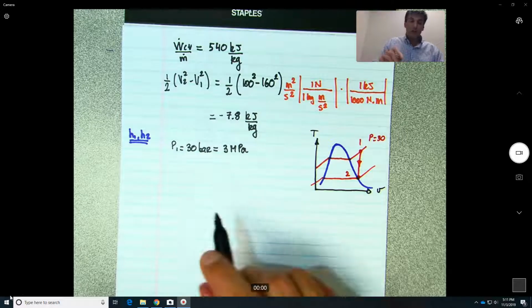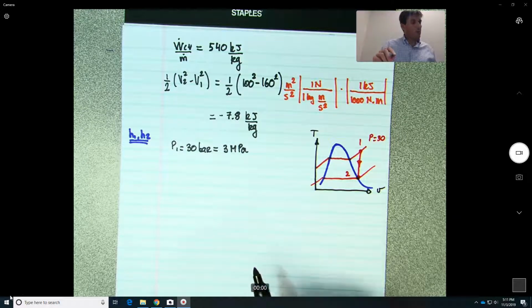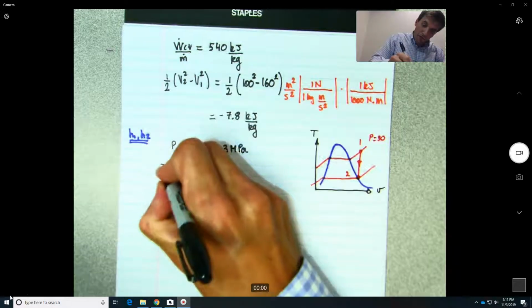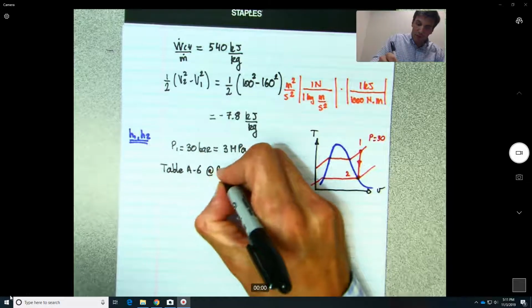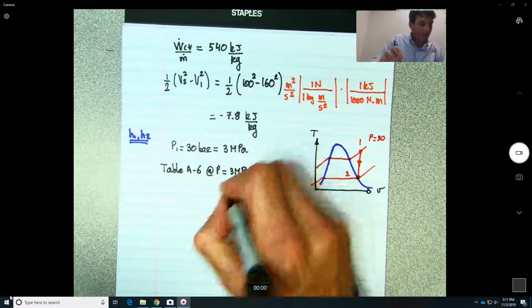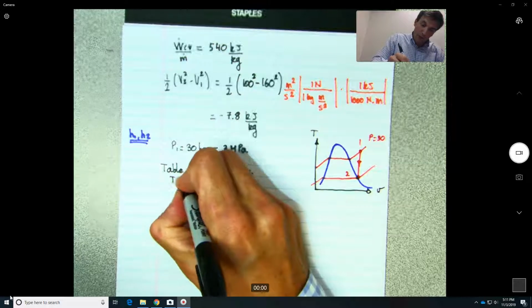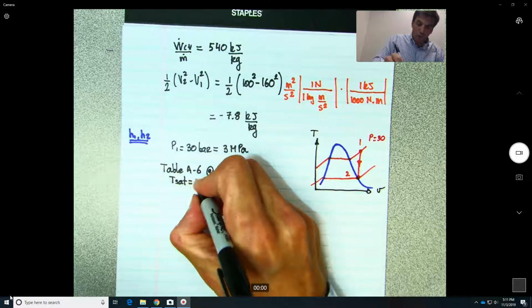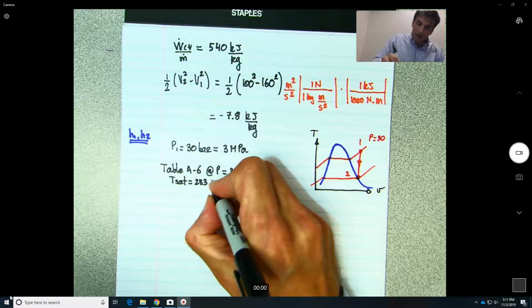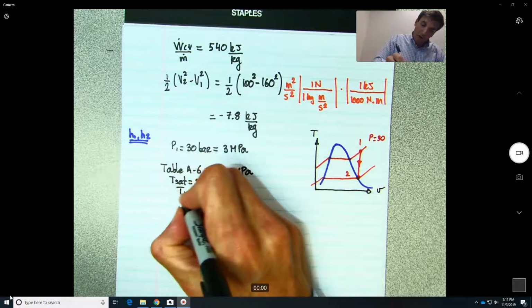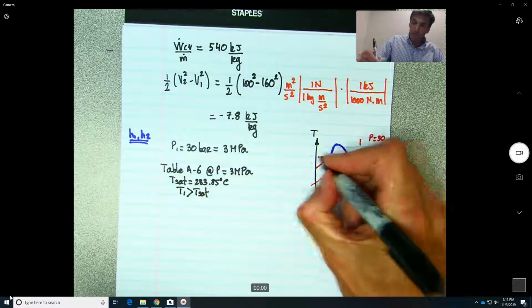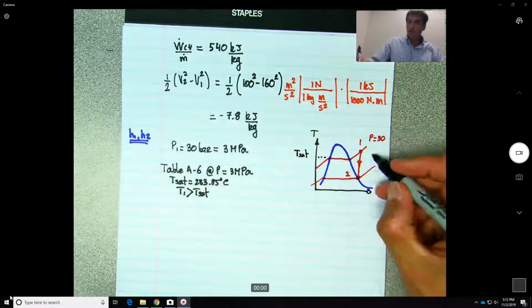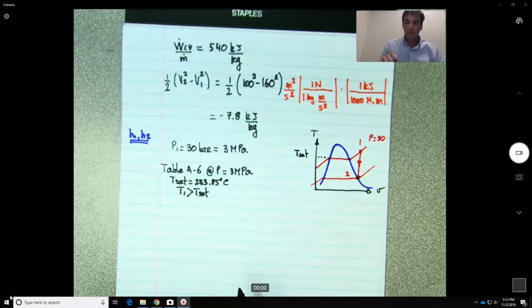All right, so that was table, let me go back to the table A6. So from table A6, at P equal 3 megapascals, we have that T saturation equal to 233.85 degrees Celsius. So we know that T1 is higher than T saturation. So that means that we are above, that we are on the superheated. But we knew that they were telling us that it was steam.